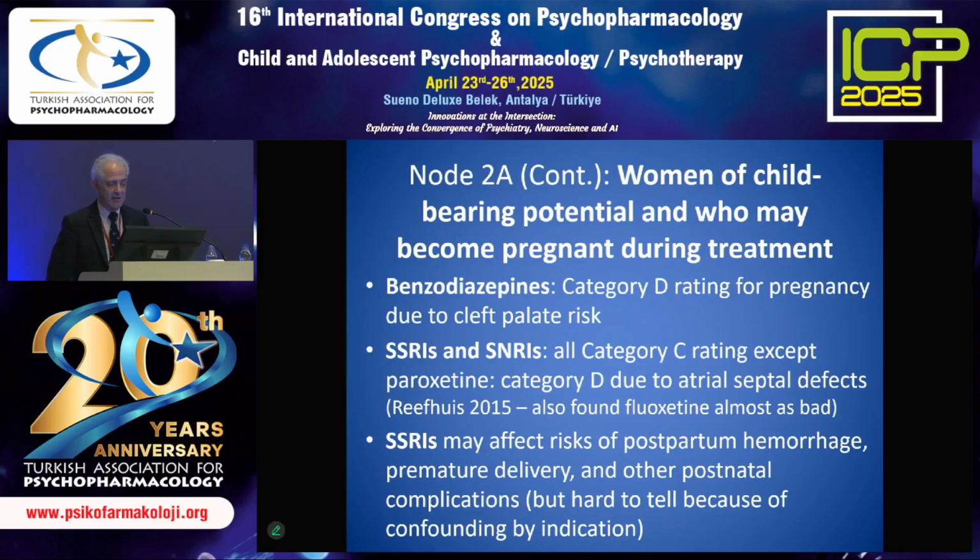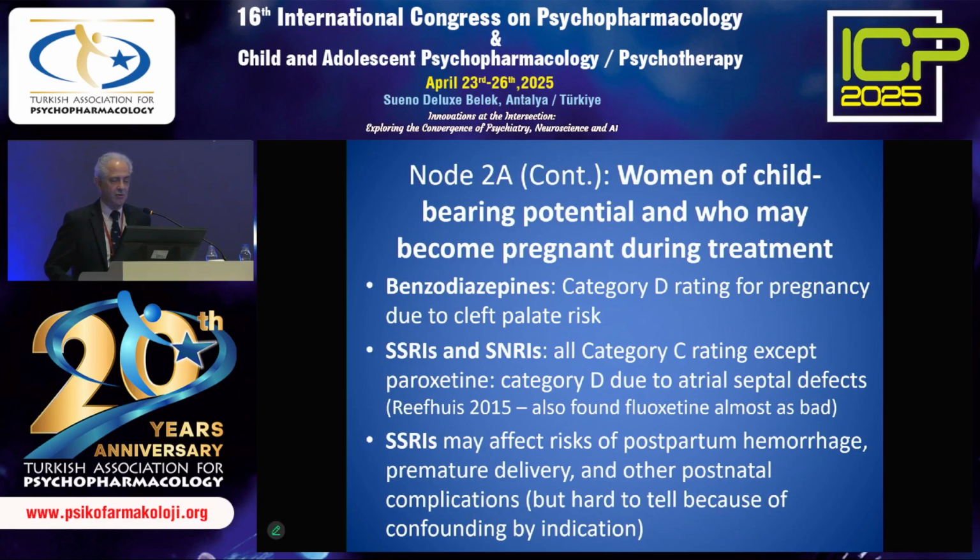As far as the SSRIs and SNRIs, they're all category C, meaning that they have no specific abnormality that's been identified, except for paroxetine, which is category D also because of atrial septal defects. And a review about 10 years ago also found fluoxetine was almost as bad in causing that defect. So we probably want to avoid that as well in women who could become pregnant.